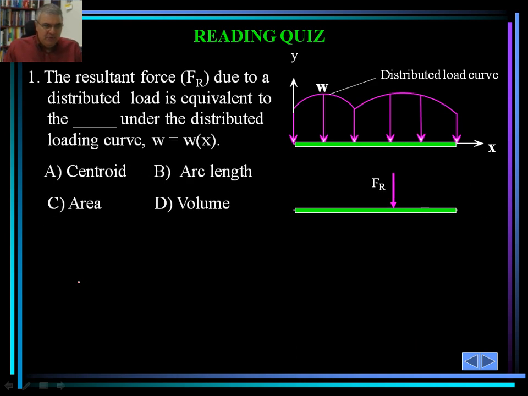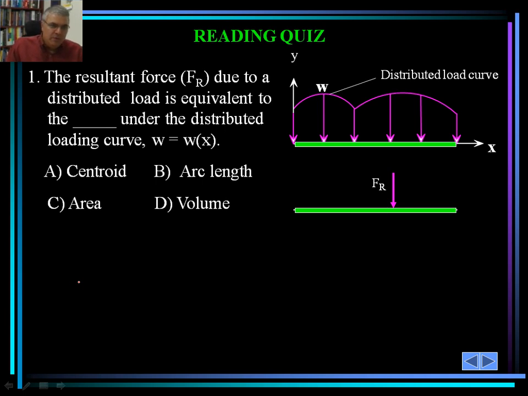quiz. So let's start with a reading quiz. The resultant force due to a distributed load is equivalent to the blank under the distributed loading curve. W equals W sub X. So let's think about that. The correct answer is the volume.